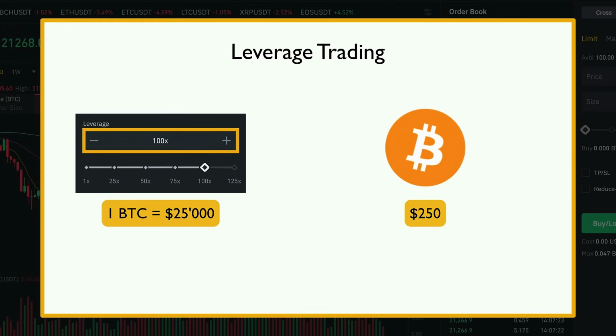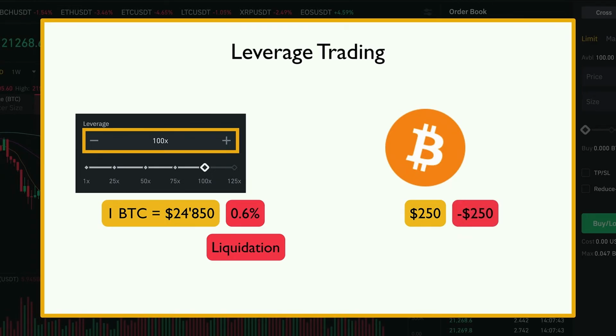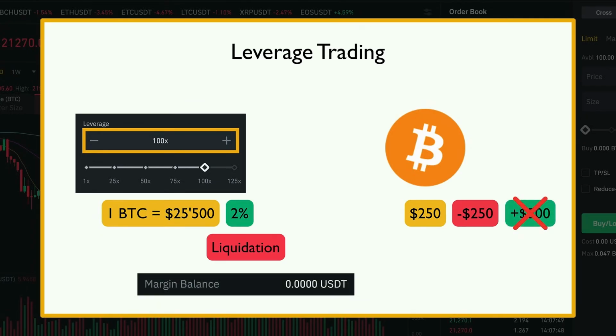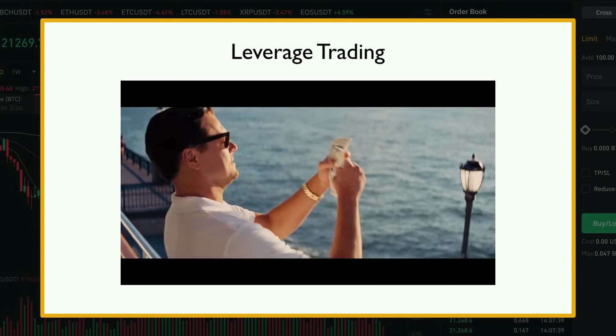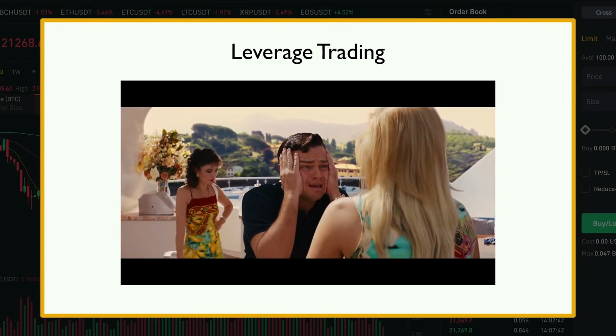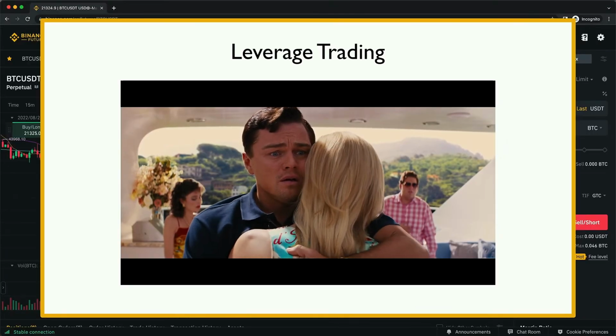If then our Bitcoin future goes up just 1%, we have already doubled our $250 investment. So you can see why using a high amount of leverage can seem quite attractive. However, on the other side, if Bitcoin goes down just 0.6%, we'd get liquidated and lose our entire $250 investment. So at that point, even if the future goes back up, we are already liquidated, which means we can't make any profits even when the price increases again. So as you can see, using high leverage can make us a lot of profit fast, but will also wipe us out clean very, very quickly, especially in a highly volatile crypto market.